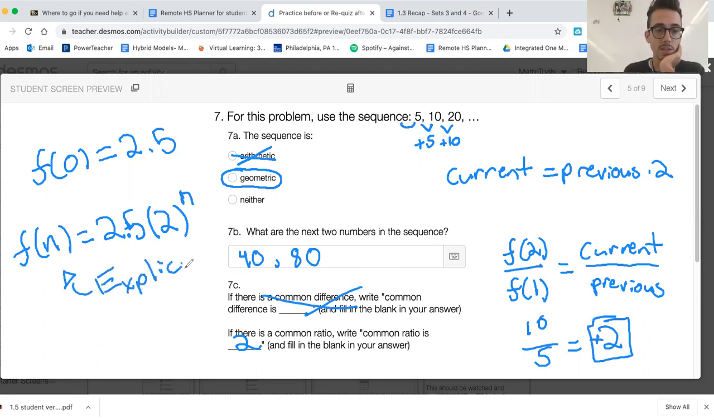So notice that I had to go backwards to find that f of 0 term. That's a common thing in explicit. You don't just want to start with the first term. You got to go back to the beginning. And again, I got this 2.5 because if we go backwards, it's half of 5, so 5/2 to get our 0 term. Does that make sense? You can always email me if you're not too sure about something.